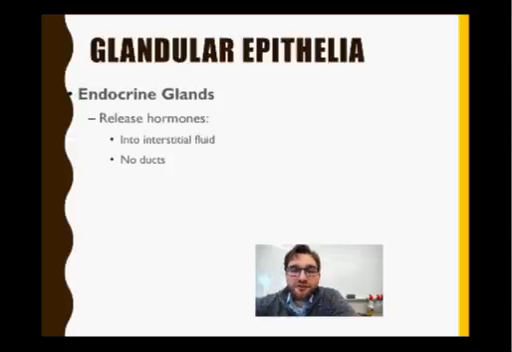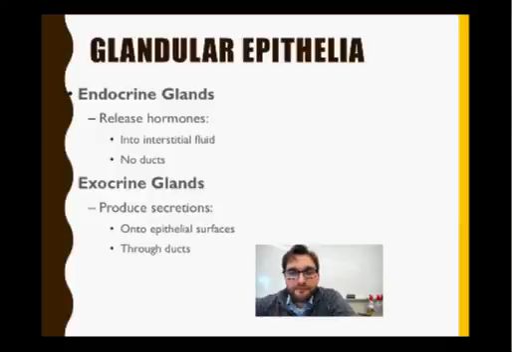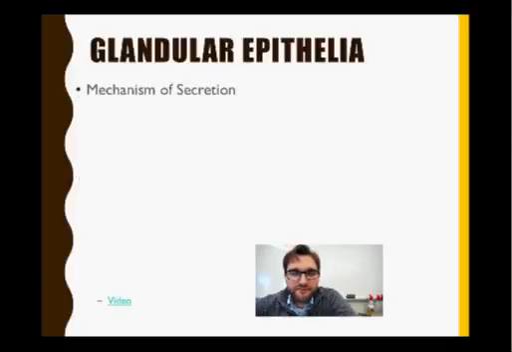Epithelial cells are also responsible for secreting hormones. They work like glands. Exocrine glands produce secretions onto epithelial surfaces, and this usually occurs through ducts.